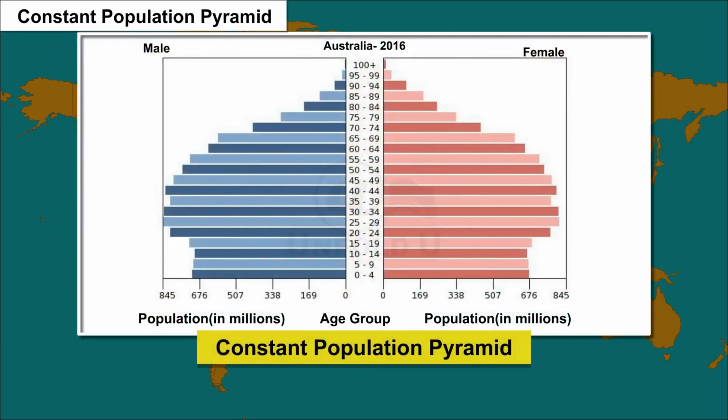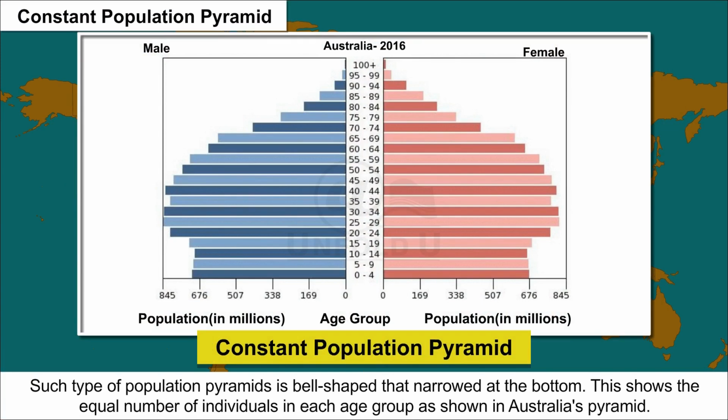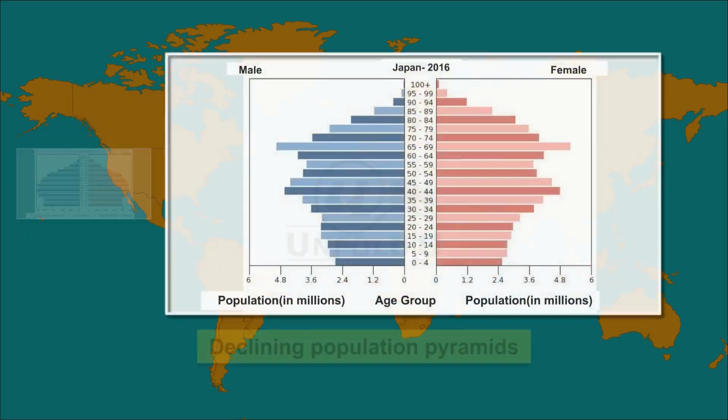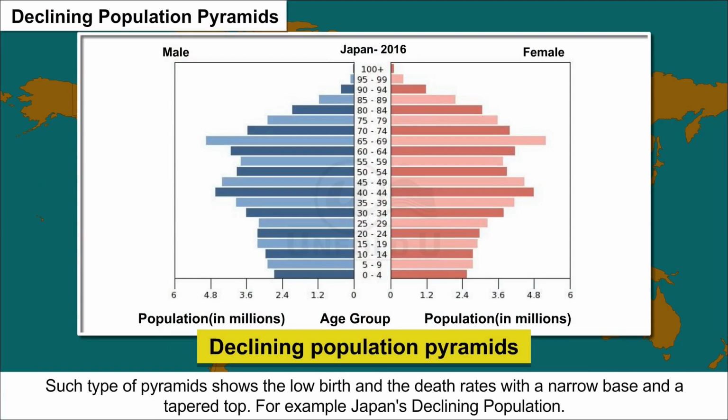Constant population pyramid. Such type of population pyramid is bell-shaped, narrowed at the bottom. This shows an equal number of individuals in each age group, as shown in Australia's pyramid. Declining population pyramids. Such type of pyramids shows low birth and death rates with a narrow base and a tapered top. For example, Japan's declining population.